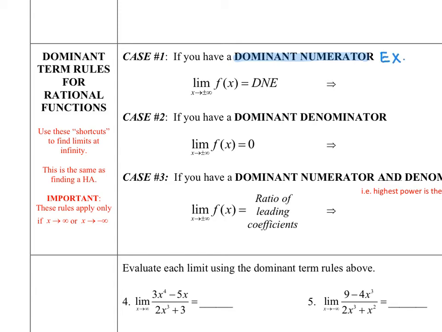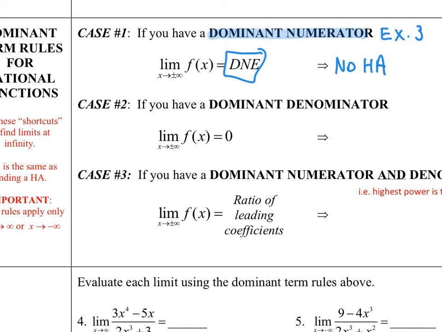In example 3, the dominant term happened to be in the numerator, and whenever that happens, you will get a limit that does not exist. And what that means is we do not have a horizontal asymptote. If you're looking at a rational expression and your dominant term happens to be in the denominator, dominant denominator, as was the case for example 1, you will always get 0 as your limit value. And what that means is your horizontal asymptote will always be y equals 0.